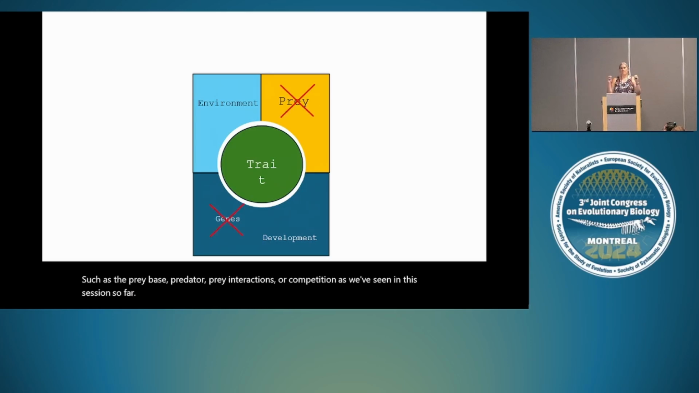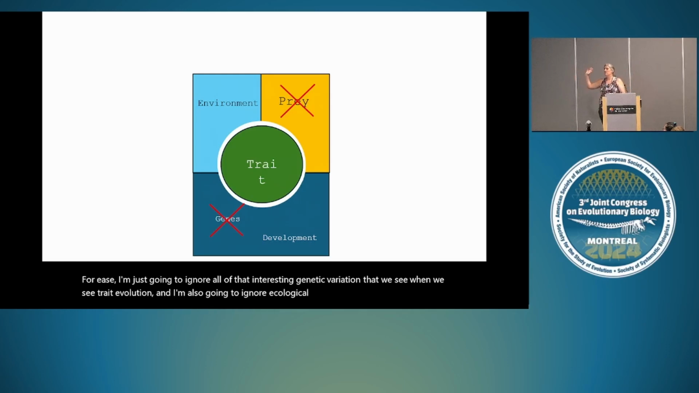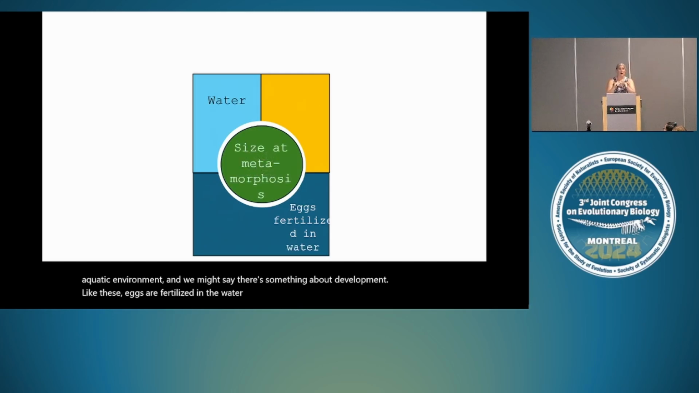So, for ease, I'm just going to ignore all of that interesting genetic variation that we see when we see trait evolution, and I'm also going to ignore ecological interactions, because those are hard things. What is easy is to measure attributes of the environment, and I mean really simple attributes, and it's often easy to construe something about development. So for example, we might say we're studying a trait such as body size in an environment such as the aquatic environment, and we might say there's something about development, like these eggs are fertilized in the water column. Or I study life history evolution, so we might drill down and say something about size and metamorphosis. How does that vary among aquatic organisms with external fertilization?